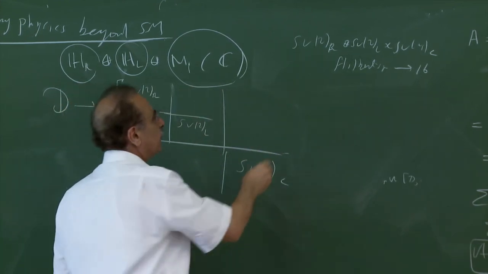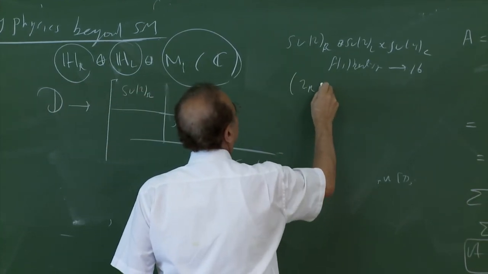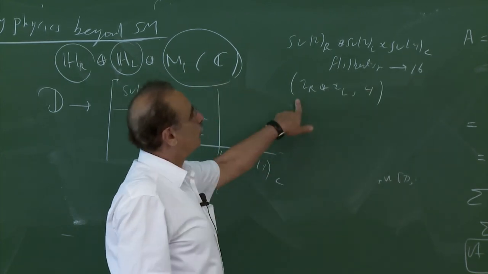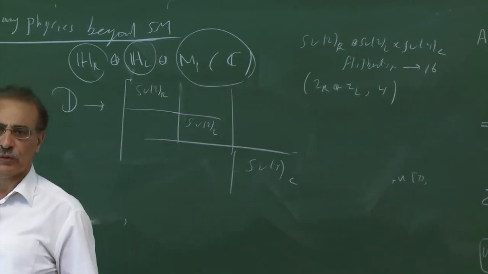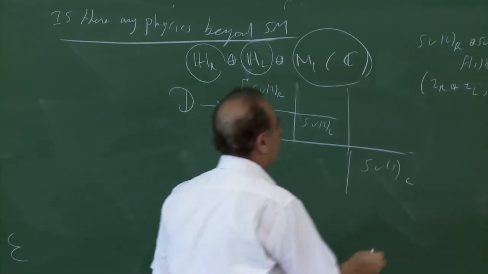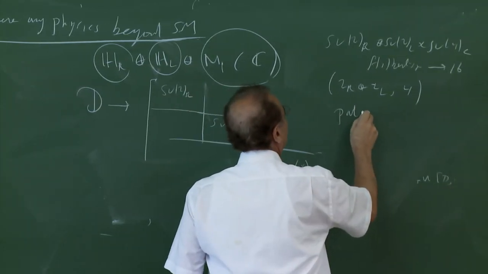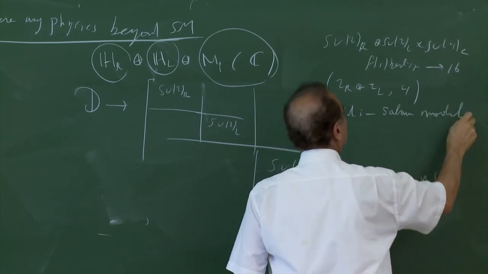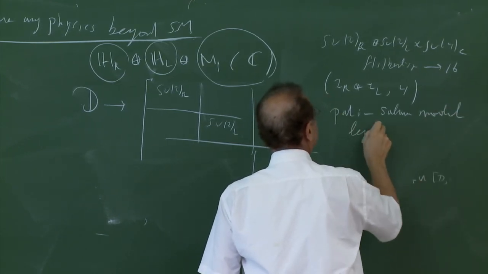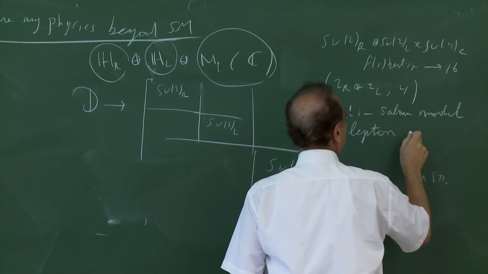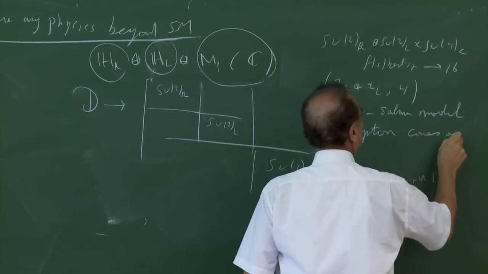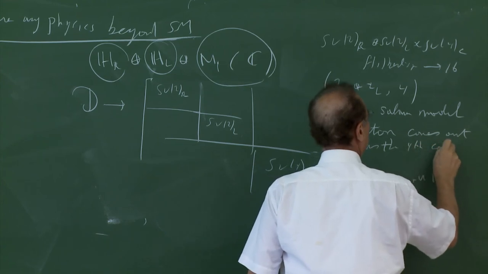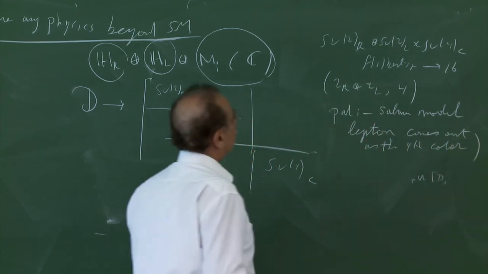But now your 16 is written as 2 right plus 2 left and a 4. So 4 times 4 is 16, and this is the way it's decomposed. And of course, this is known as the Pati-Salam model, in which the lepton comes out as the fourth color.